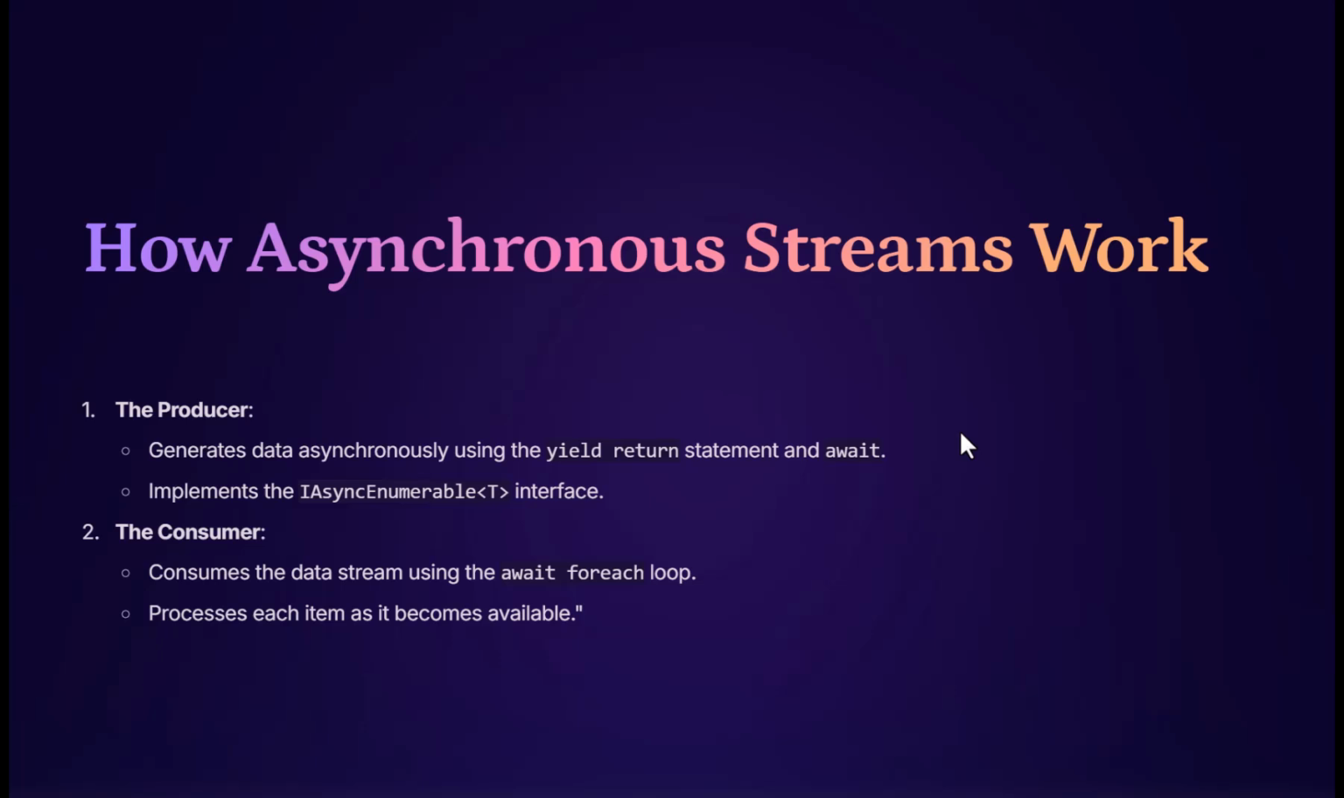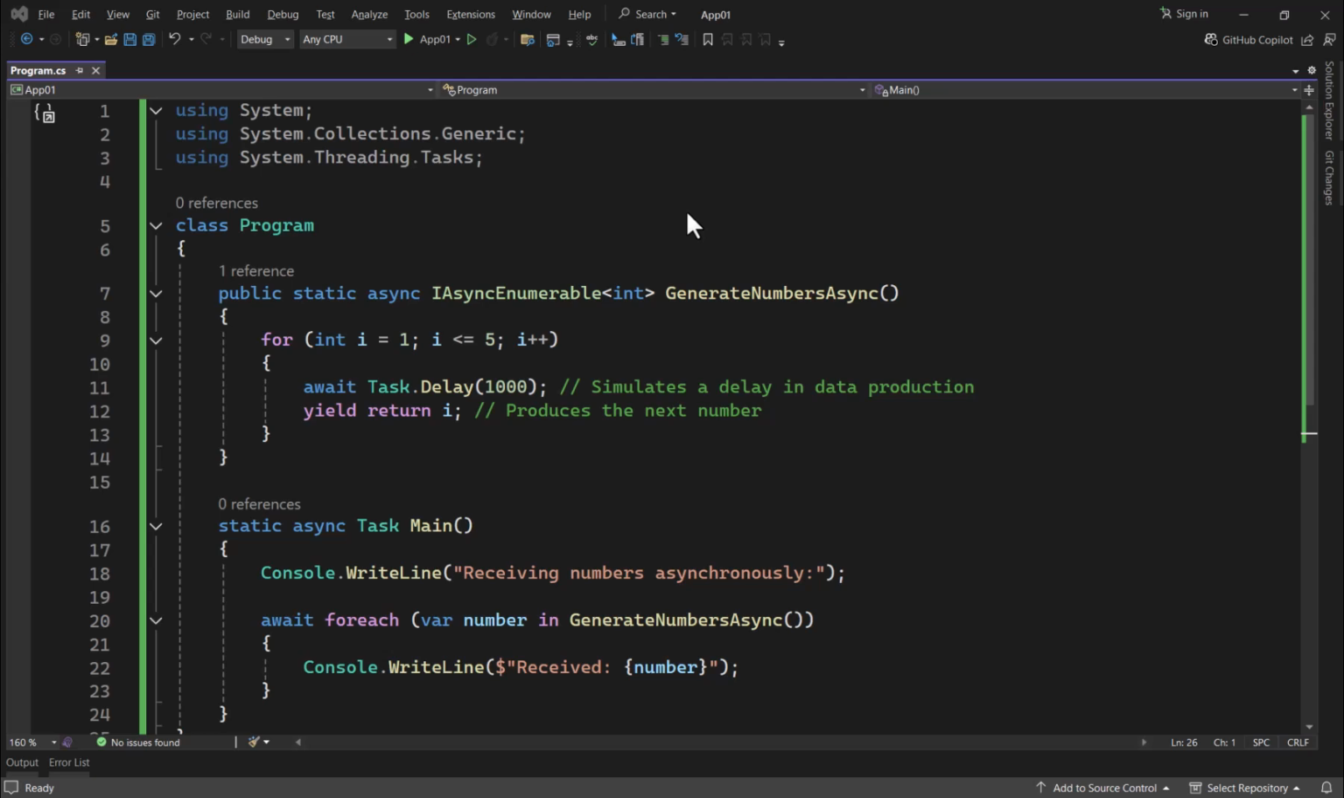Now let's go to the next question: how do asynchronous streams work? Let's break it down into two parts. The first is the producer itself, which generates data asynchronously using the yield return statement and await, and implements the IAsyncEnumerable interface. On the other side, the consumer consumes the data stream using the await foreach loop, which processes each item as it becomes available. So let's switch to Visual Studio and see a real example.